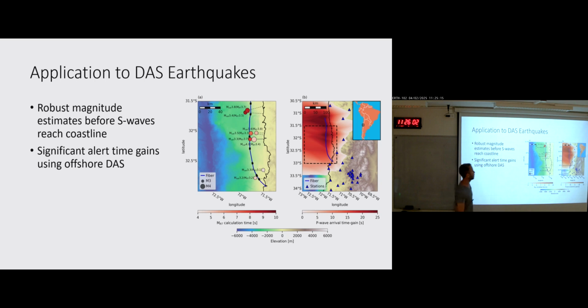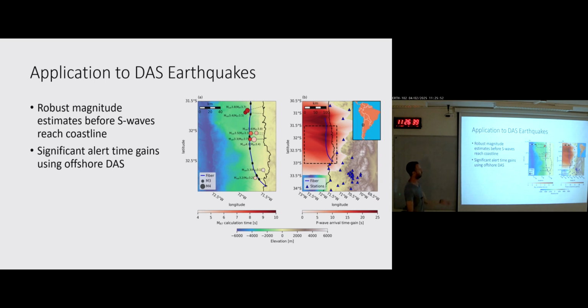And on the right, this is a very interesting result. How much additional warning time we would have had if we used the fiber instead of seismometers on land. So we see that for earthquakes that would occur very close to the fiber, very dark red, we have an additional 25 seconds of warning if we use DAS compared to seismometers. We also see that on land, where the seismic network is sparse, we don't have any stations here, we get a few seconds of additional alert time if we use fiber-based early warning compared to seismometer-based early warning.